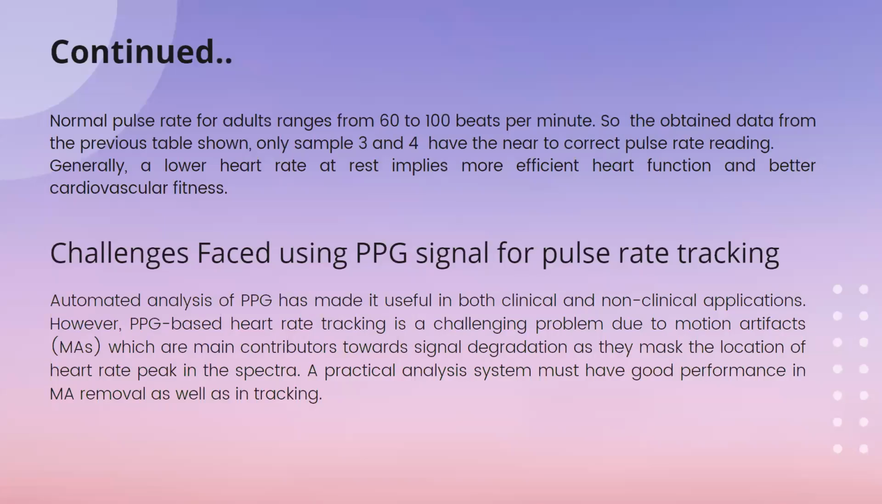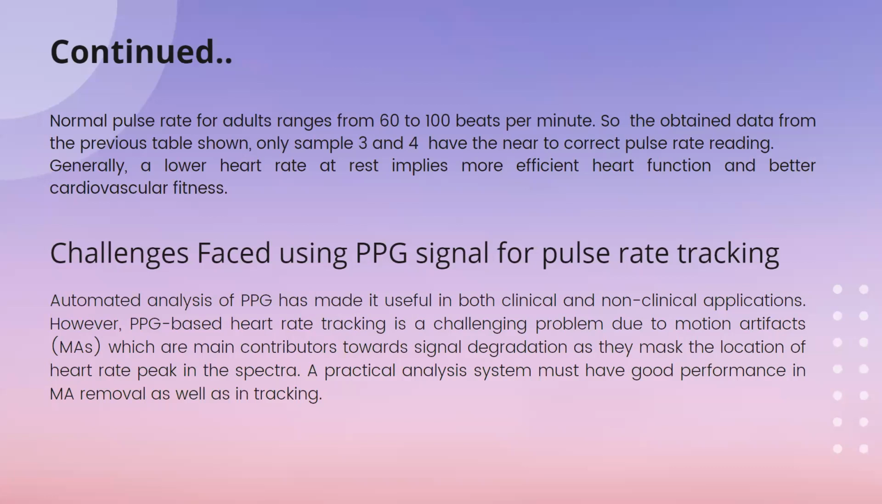Normal pulse rate for adults ranges from 60 to 100 beats per minute. So the obtained data from the previous table shows that only sample 3 and sample 4 have near to correct pulse rate readings. Generally, a lower heart rate at rest implies more efficient heart function and better cardiovascular fitness.